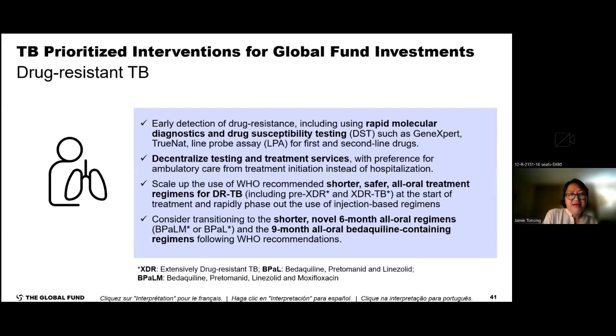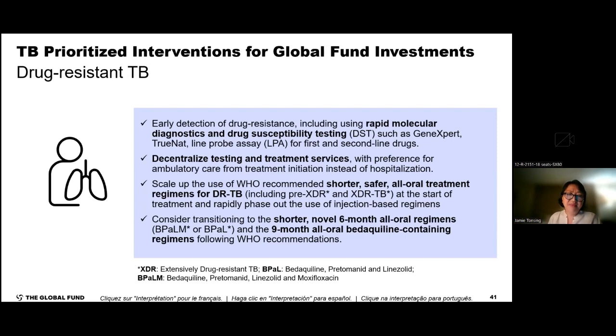On drug resistant TB, I think a lot of them are already included, but I did want to put it together in one slide, just as a reminder. We need to scale up rapid molecular diagnostics and drug susceptibility testing, so we diagnose DRTB much earlier. We need to decentralize testing and treatment services so that not everybody with DRTB needs to go to the district hospital or to a referral center. We need to build local capacity for them to do the tests and start them on treatment, so we do not lose patients, particularly for initial loss to follow up.